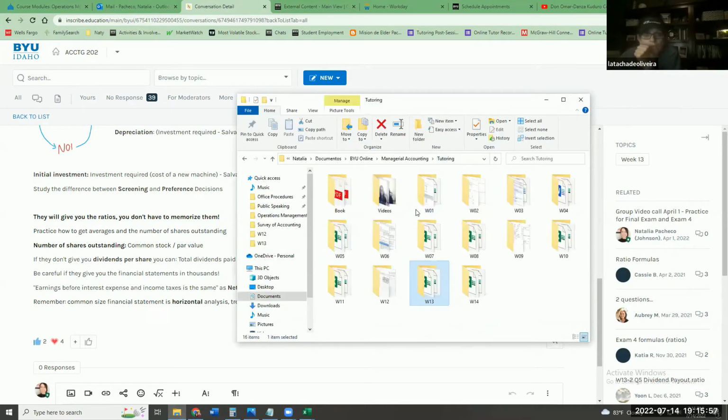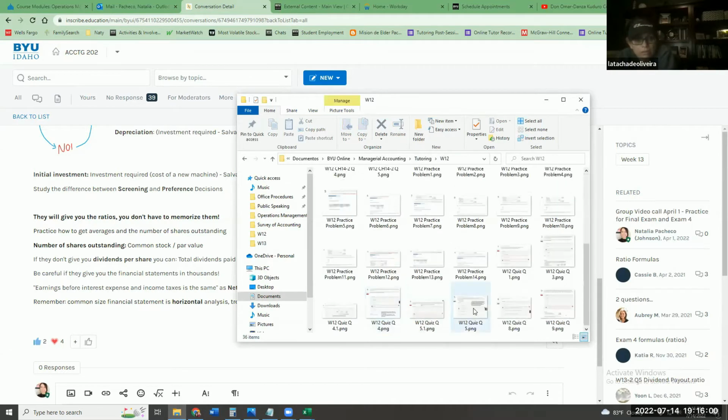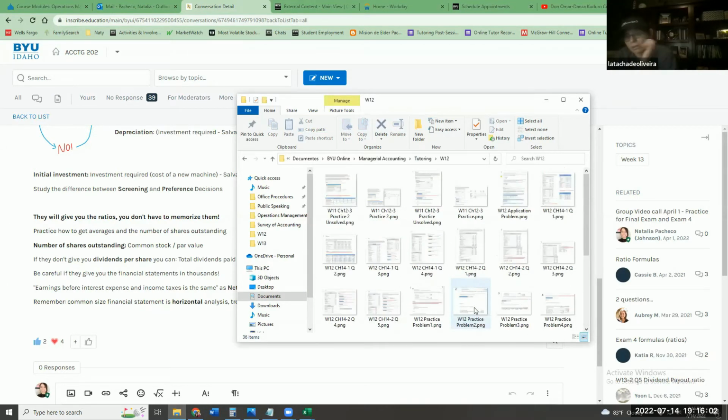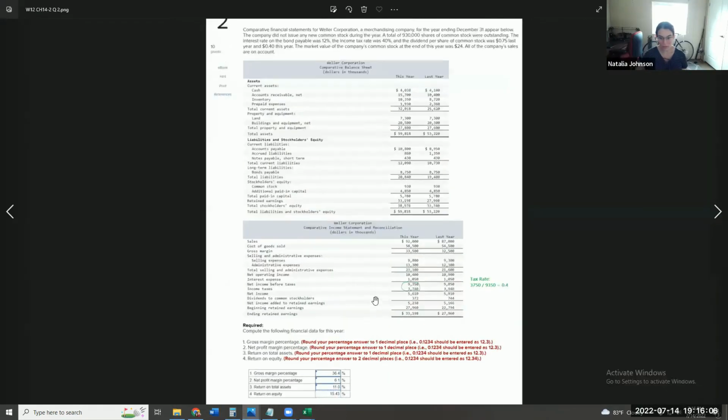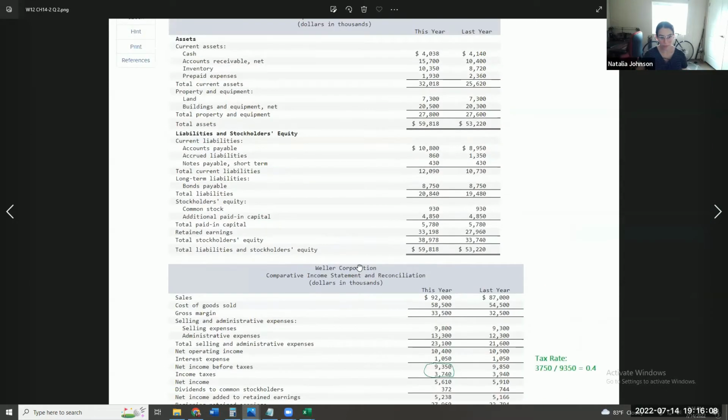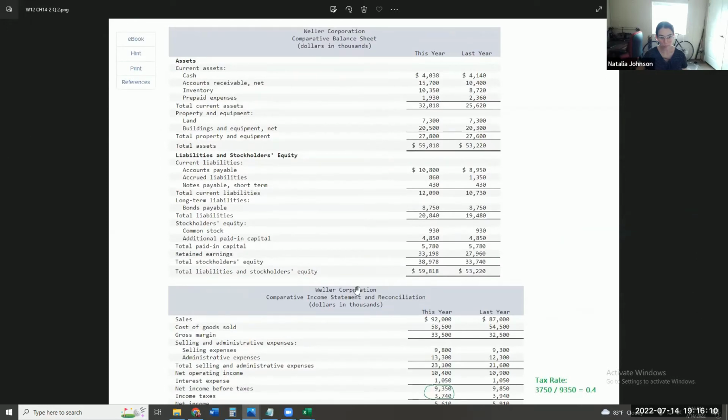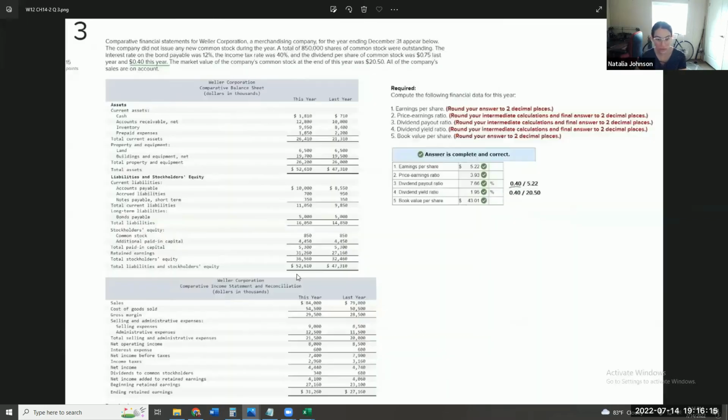Can you see this folder? Yeah, that part killed me on that quiz. I was so frustrated with that question. Okay, maybe this one. No, it doesn't have the par value.